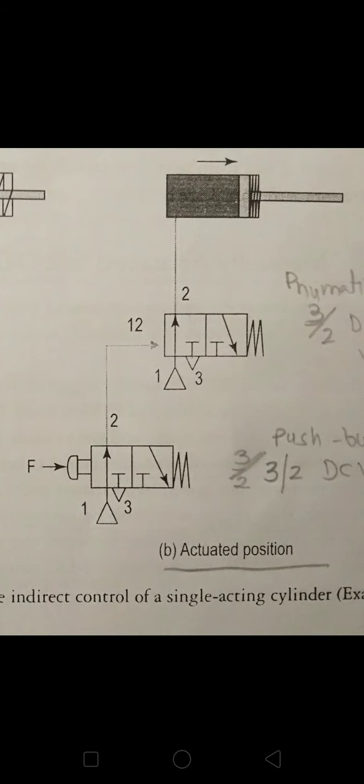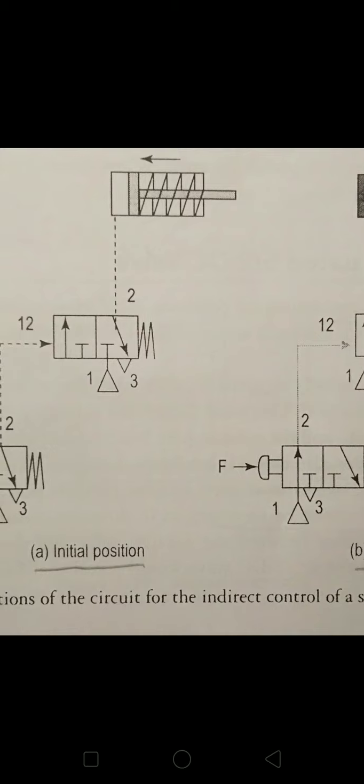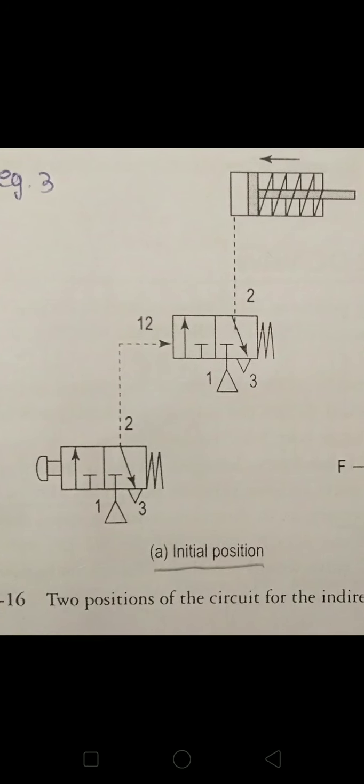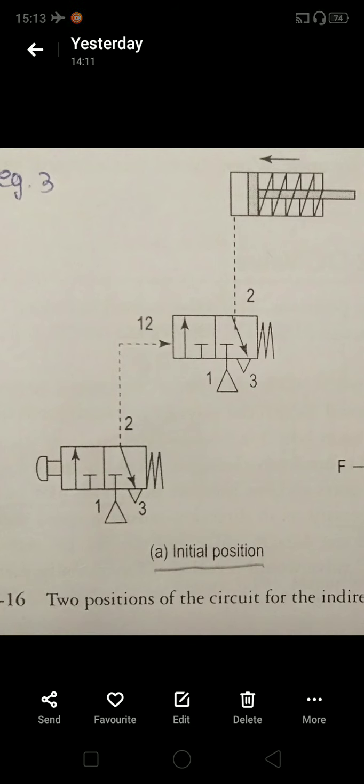And when the lever is closed or retracted by you, when you are not applying force or you are taking back the push button, it comes to its normal position. So this is the normal position. Due to spring force, the piston will come back to its initial position, towards the left side. So working port 2 will be connected to 3, which is the exhaust port. So this is how you can achieve indirect control of a single acting cylinder.